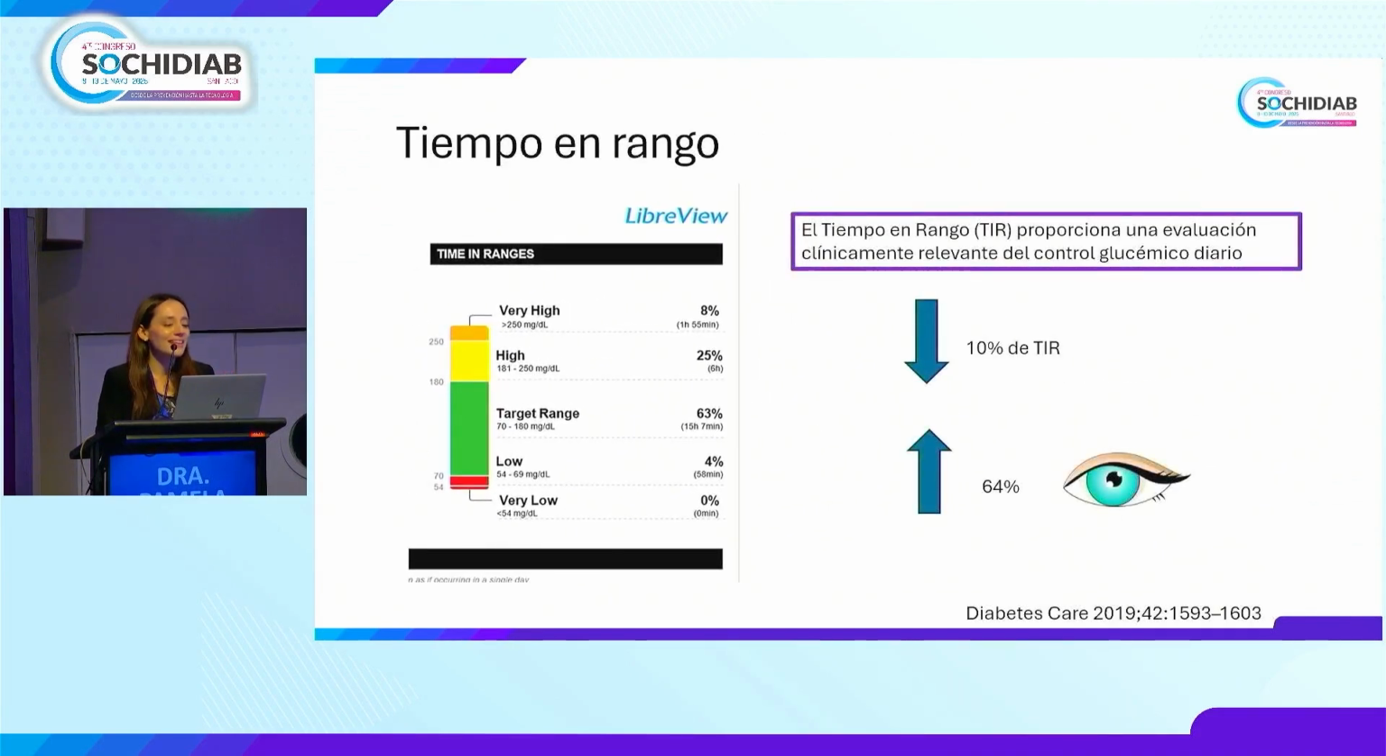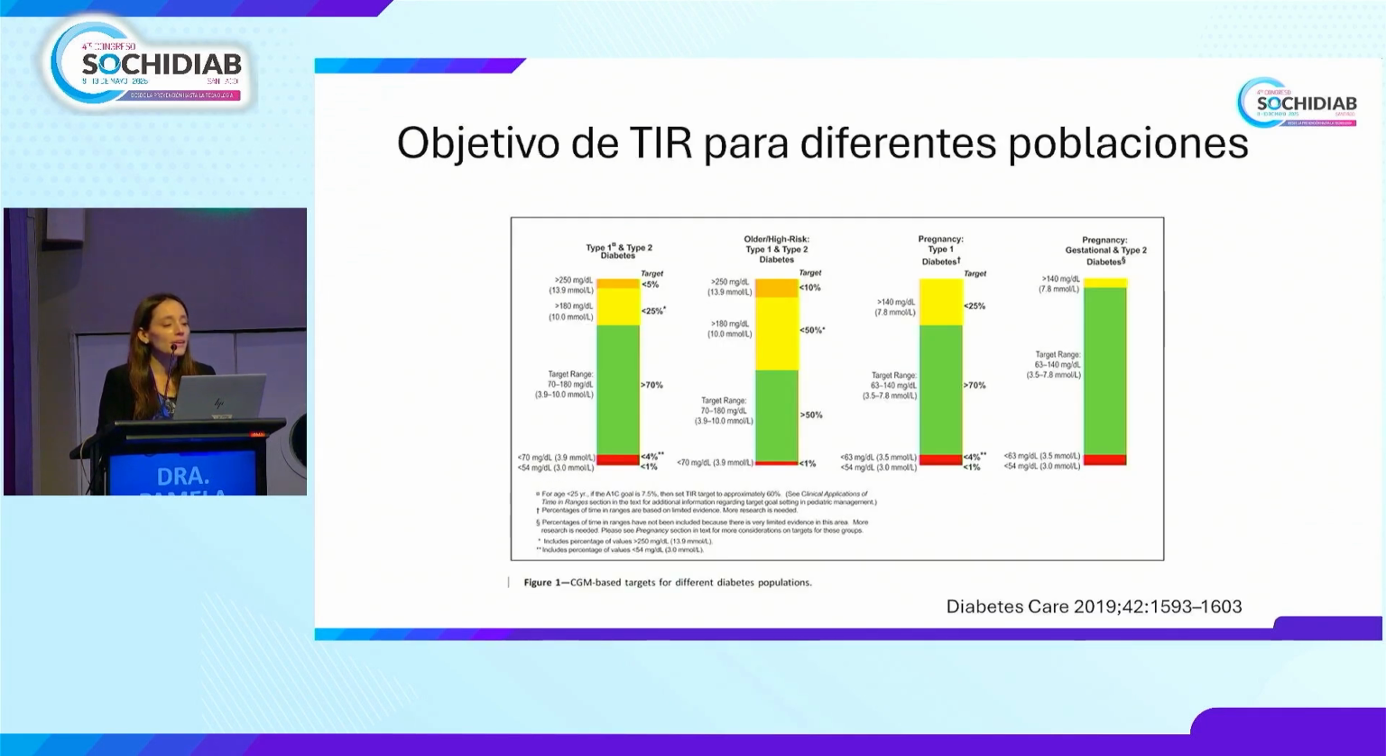If we focus on time in range, Hans spoke about this, we know that time in range gives a clinically relevant assessment of daily glycemic control. Time in range of 70% has been established as the target, equivalent to 16 hours. A retrospective analysis of capillary self-monitoring shows that for each drop of 10% in time in range, there's a 64% increase in risk of diabetic retinopathy and a 40% increase in risk of diabetic nephropathy.